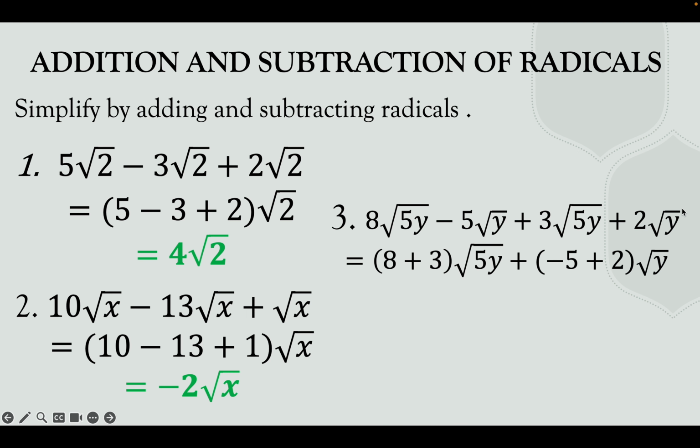So we have 8 plus 3, since we have the same index and the same radicand, square root of 5y. You also combine the same index and radicand, or like radicals, square root of y: negative 5 plus 2. Simplifying, 8 plus 3 is 11 square root of 5y, and negative 5 plus 2 is negative 3 square root of y. So the final answer is 11 square root of 5y minus 3 square root of y.